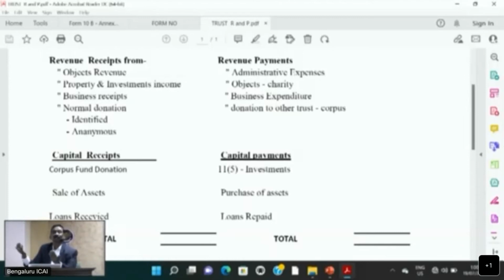Application and source are to be related. So the corpus fund donations are exempt if you keep as per 11(5) in the same year. In case you are not, then the 85% rule will come. And in the year in which you replenish the corpus fund, it will again get 11(1)(d) exemption.